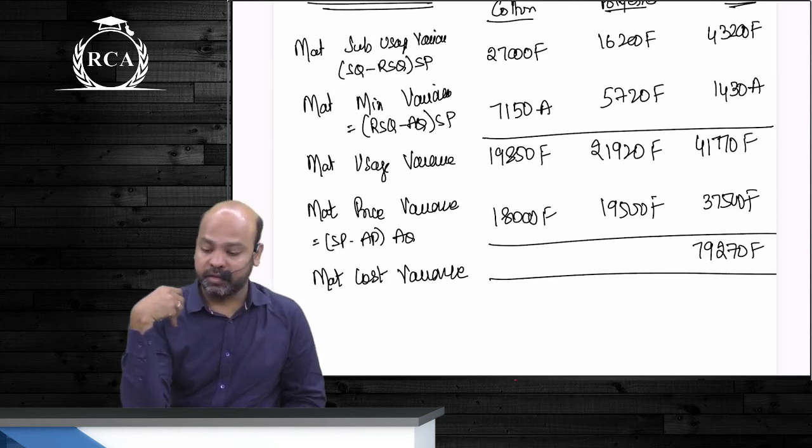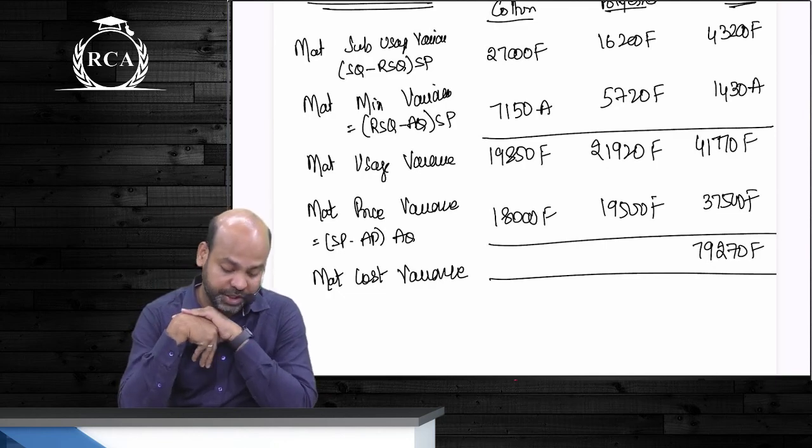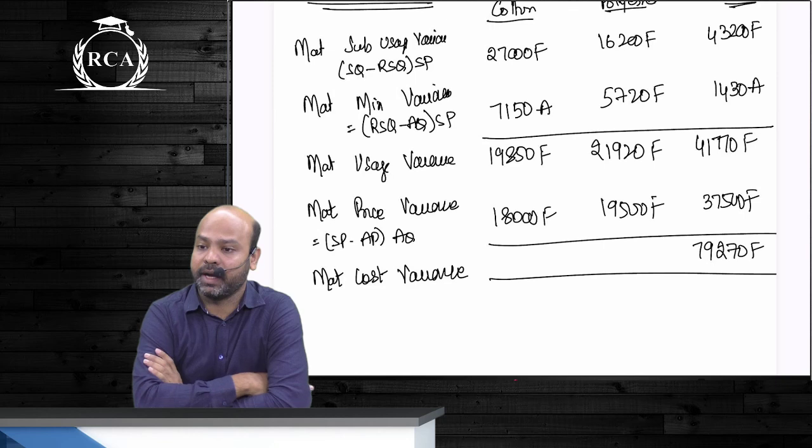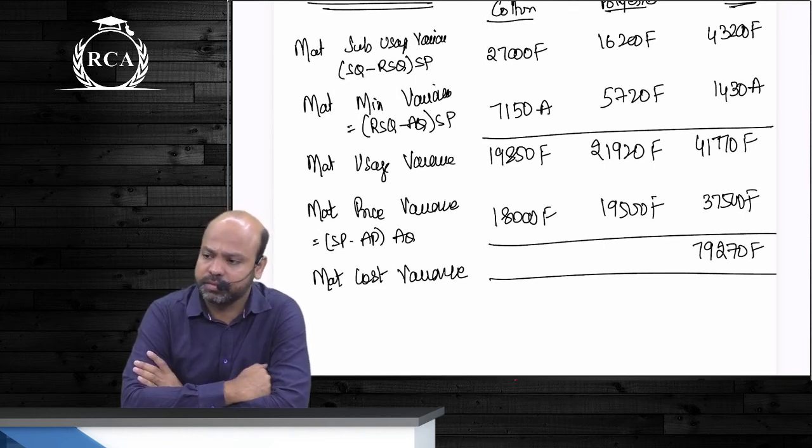We got material sub-usage variance, material mix variance, guys. Sum total of which is material usage variance. To that we are adding material price variance to arrive at material cost variance.